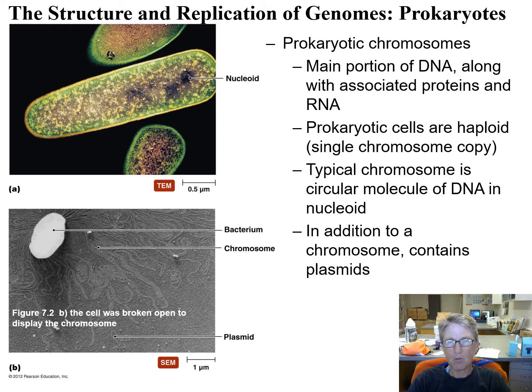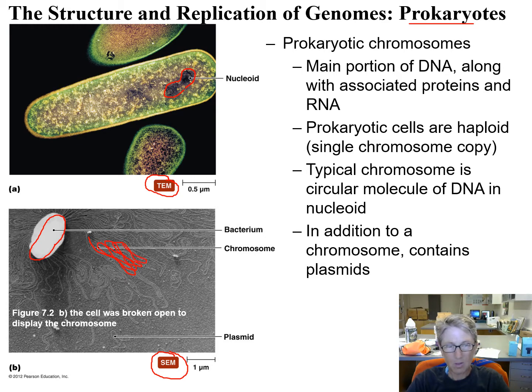Structure and replication of genomes for prokaryotes, prokaryotic chromosomes. That's where you see most of the DNA. If you look here, this is a transmission electron micrograph that's colorized. This is the nucleoid, that's where the chromosome is. This on the bottom is a scanning electron micrograph, and here's the bacterium. The bacterial cell was broken open, and here's the chromosome. So all this kind of back and forth stuff.